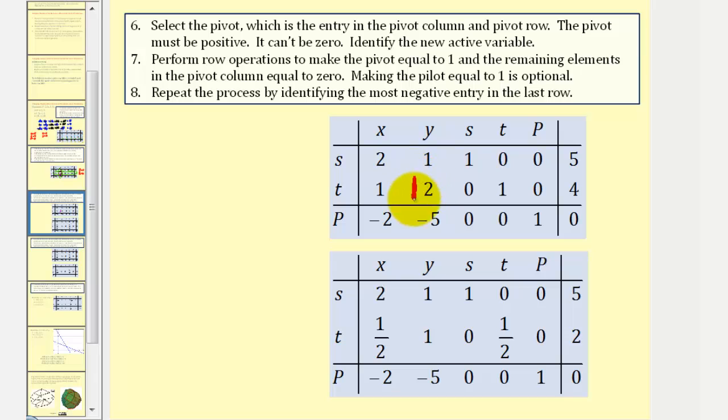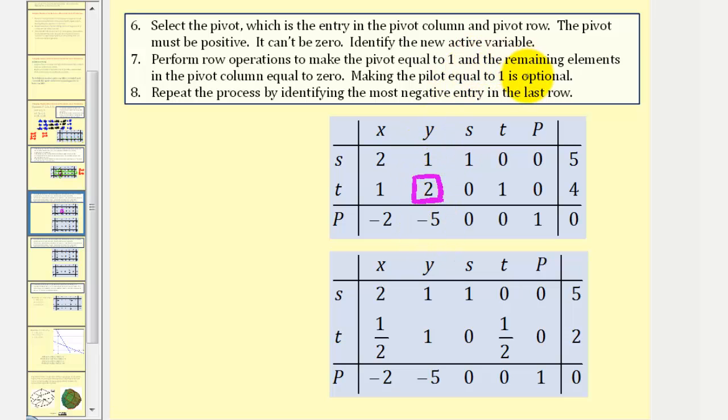So here's the same tableau. There's our pivot. So now we're on step 7. We perform row operations to make the pivot equal to 1 and the remaining elements in the pivot column equal to 0. So we want this to be a 1, we want this 1 and this -5 to be 0.